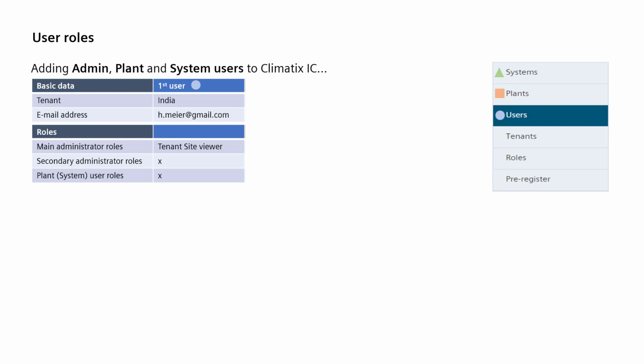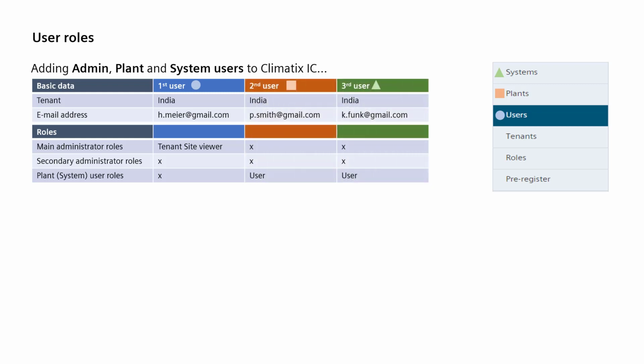Until now, we know how to add new administrators. Now we look at plant and system users. Let's consider an example with 3 users. The first user is the administrator user we just added. The second, a plant, and the third, a system user.